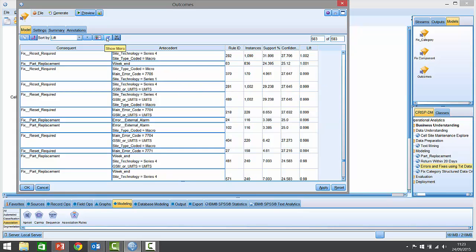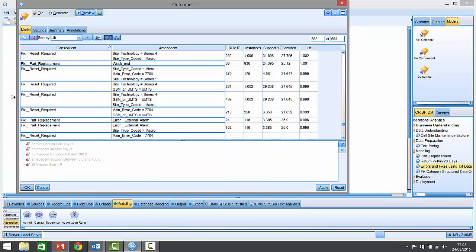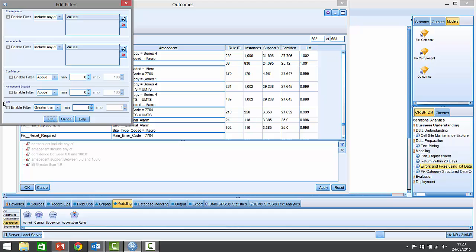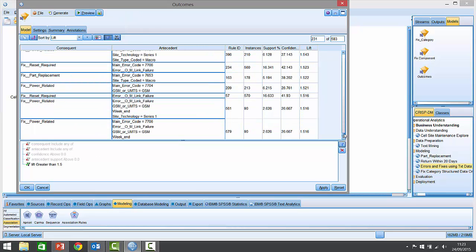So we might go to the filter here and say, okay, I want you to filter out anything where the lift value is less than a certain point. So I could say, it has to be greater than, and I'll make it 1.5 here, just to make it a little bit easier, click OK. That gets me down to 231 rules, and that's much more useful now.